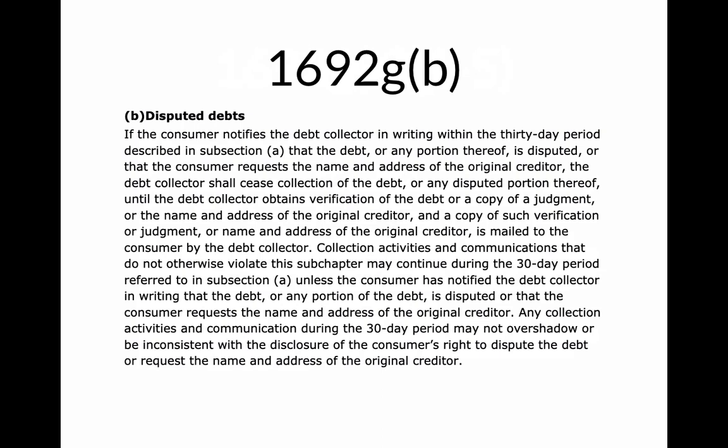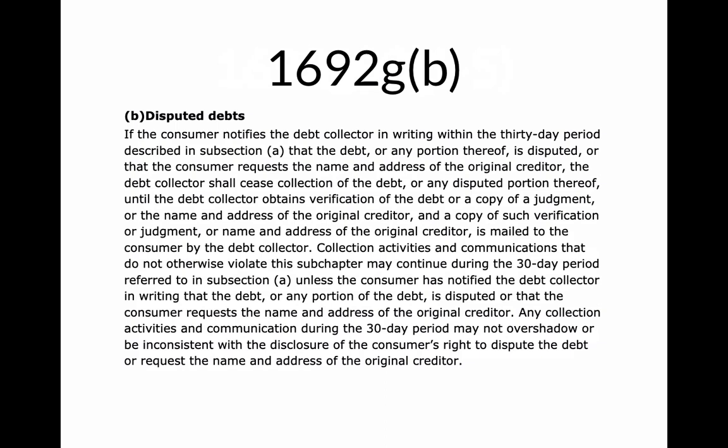And then it says, collection activities and communications that do not otherwise violate this subchapter may continue during the 30-day period referred to in subsection (a) unless the consumer has notified the debt collector in writing the debt is disputed or they ask for the name and address of the original creditor. So just saying, if, again, I get a phone call from a debt collector, next day they mail me out what's called the 1692G notice, which is what we're talking about here. Until I dispute that in writing, they can continue to collect the debt. But once I dispute it in writing, now they've got to stop and go get verification of the debt or a copy of the judgment or the name and address of the original creditor.